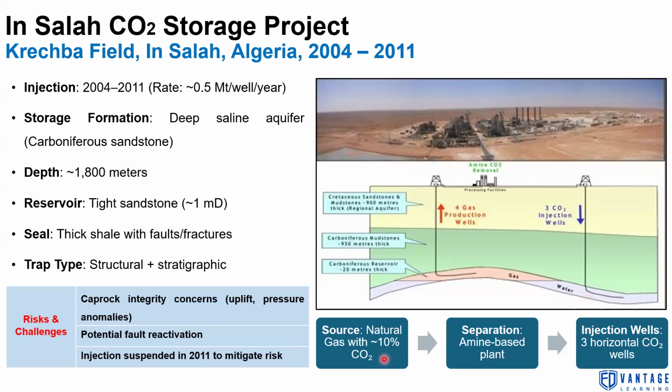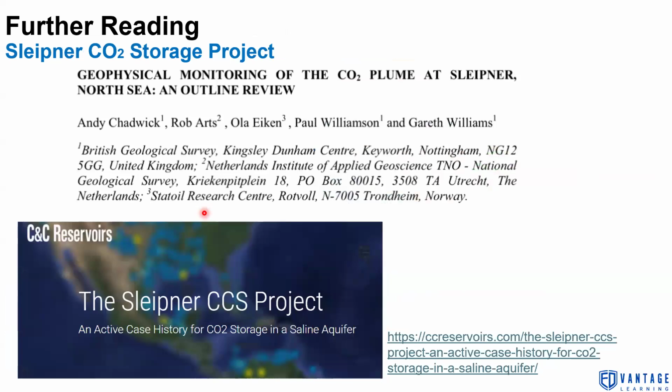They were separating CO2 from the produced gas using an amine-based plant, and then injecting through three horizontal CO2 wells. The main rationale for drilling horizontal wells is to get more contact area between the formation water and CO2, so that they get more injectivity, because the permeability is very low. So tight sandstone, right?